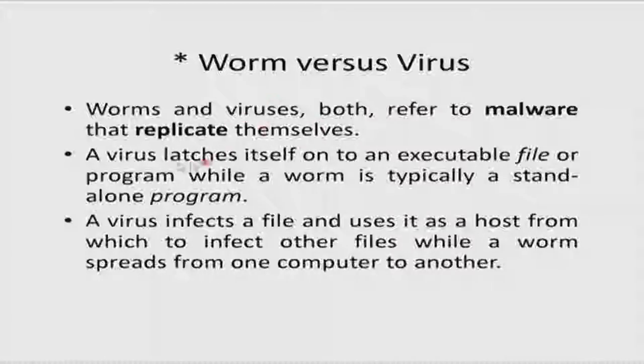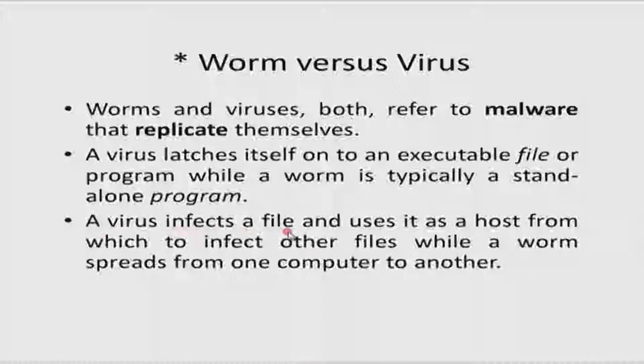The difference between a worm and a virus: a virus latches itself onto an executable file or a program. It cannot have its own independent existence, but only within the context of some program. So it's like a parasite, while a worm is typically a standalone program. So it's like the difference between a virus and a bacterium. A virus is basically a parasite, and a bacterium can have its own independent existence.